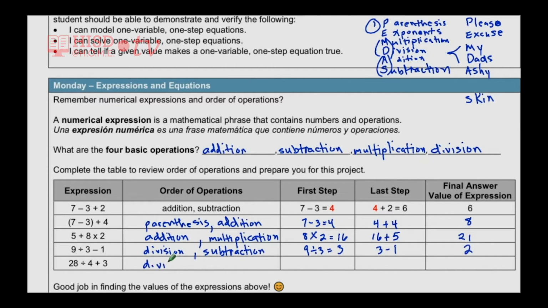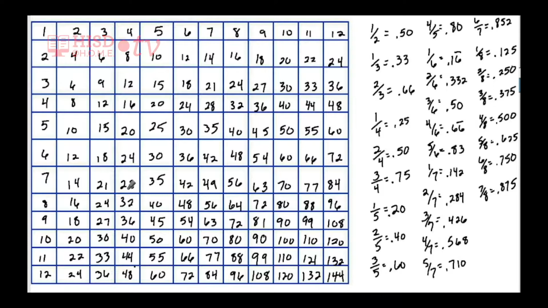All right, and my last problem, I see 28 divided by 4 plus 3. Here's where I want to pull out my multiplication chart, because if I'm having trouble trying to figure out what 28 divided by 4 is, two ways you can do this. You can actually work backwards and say what times 4 gives me 28, or you can just pull out your multiplication chart. You find 28 where it's lined up with the number 4, and you see what meets 4 in order to get 28. And you guessed it, it's 7.